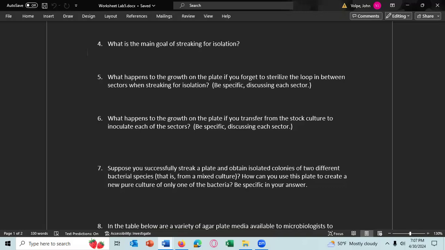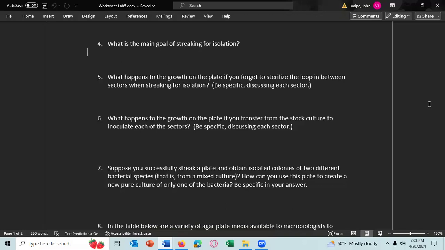And note that it says you are not sterilizing the loop between the sectors, meaning when you're going from sector 1 to sector 2, you're not sterilizing the loop. You are sterilizing the loop before you begin sector 1. Any question about any of that?